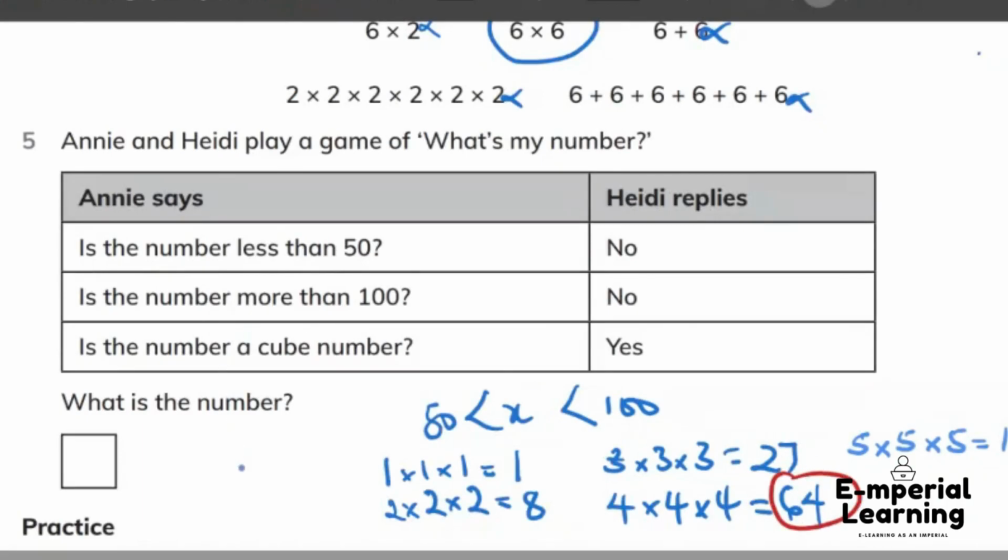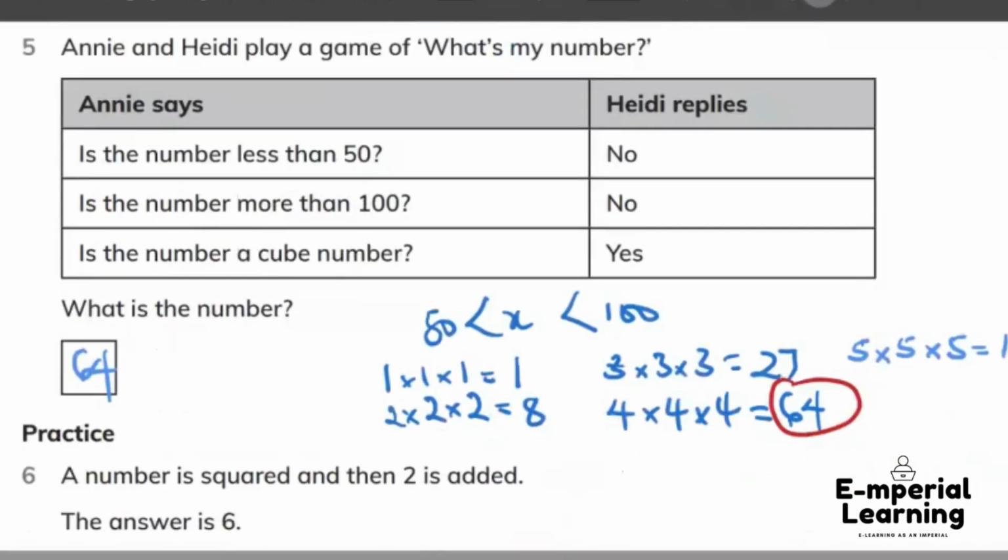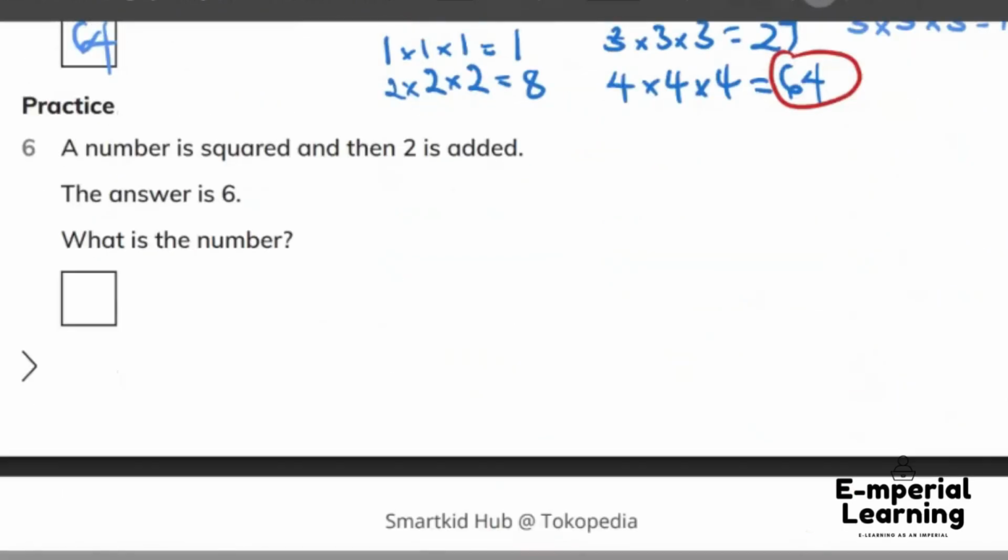And so the number Annie is thinking of is 64, because 64 is greater than 50, and it is also less than 100 as specified in the question. Question 6.